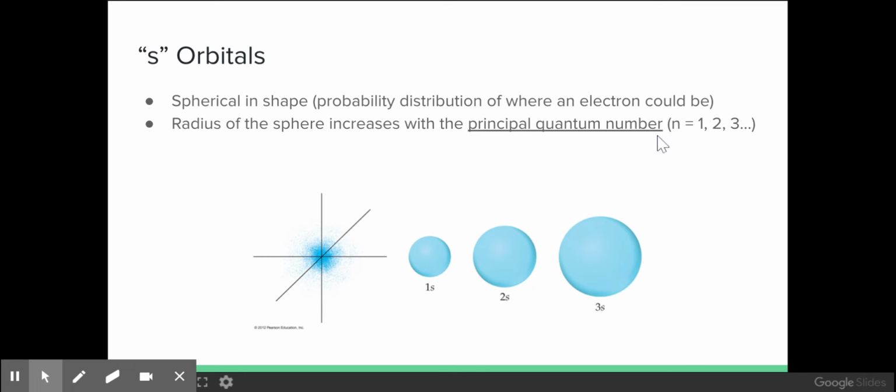What does that principal quantum number determine? Think of that as the shell or the ring that the electrons are in. So the higher the principal quantum number, the further that the electrons are getting from the center of the atom, and the less likely it is to find them near the center of the atom.